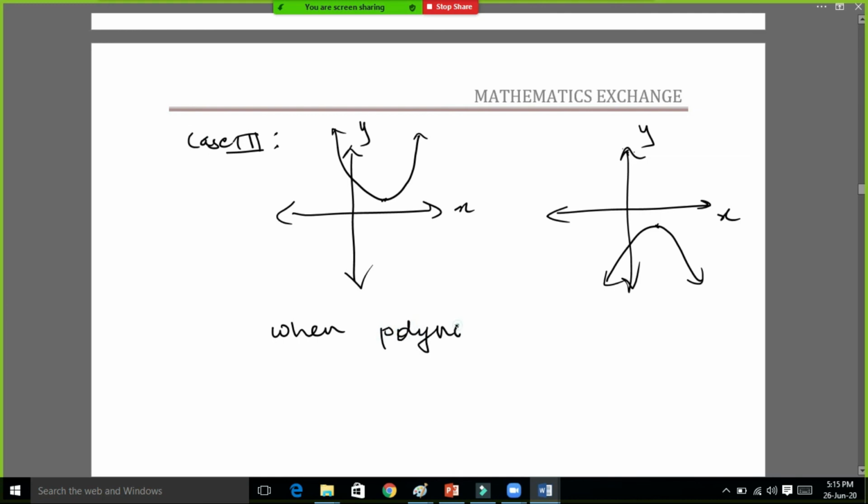the polynomial ax square plus bx plus c is not factorizable, meaning the factors are not real numbers, then it has a curve like this, because it doesn't touch or intersect the x-axis. That means the polynomial is not factorizable, its factors are not real numbers. So these are the three cases that can be derived from the geometric representation of the quadratic equation.